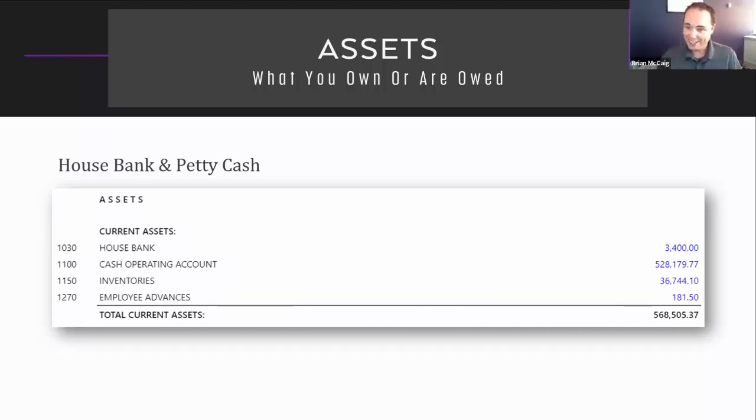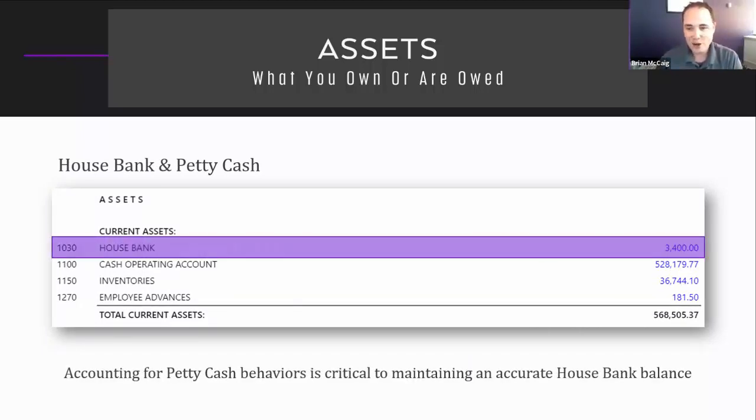Starting with the good old house bank. So every restaurant that I've worked in calls this something different. It might be your safe. It might be your petty cash. It might be just called a bank or a house bank or drawers. But unless you're at a cashless restaurant, you have some version of this.